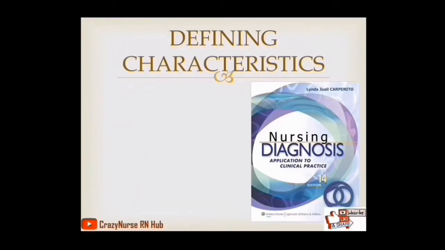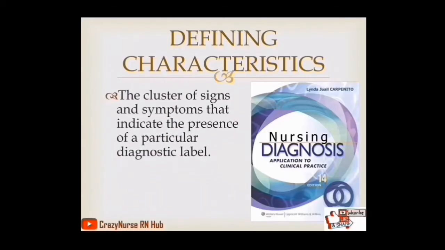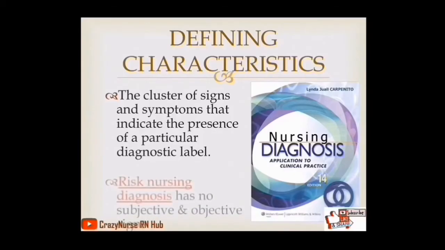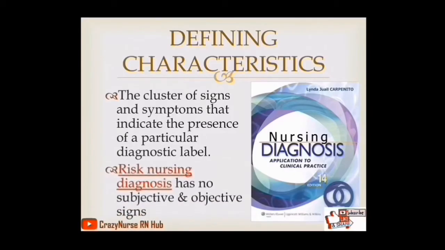Now let's proceed to defining characteristics. Defining characteristics are the cluster of signs and symptoms that indicate the presence of a particular diagnostic label. For actual nursing diagnosis, the defining characteristics are the client's signs and symptoms. For risk nursing diagnosis, no subjective and objective signs are present. Thus, the factors that cause the client to be more vulnerable to the problem form the etiology of a risk nursing diagnosis.